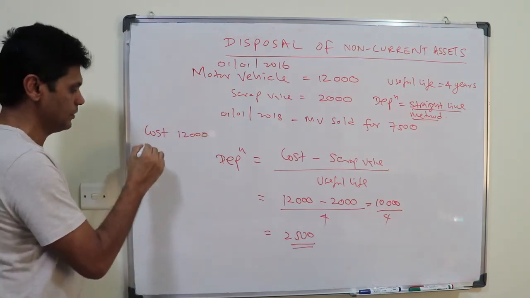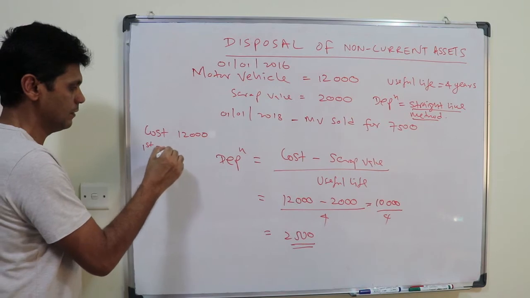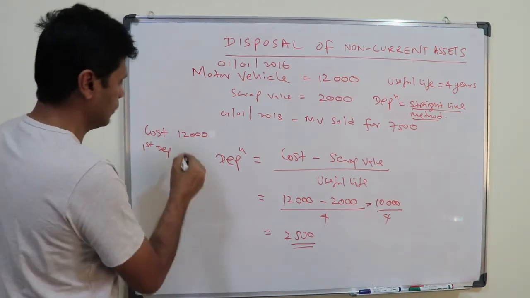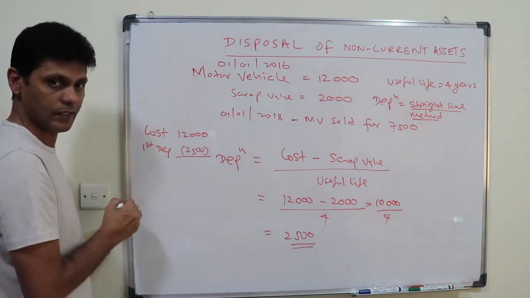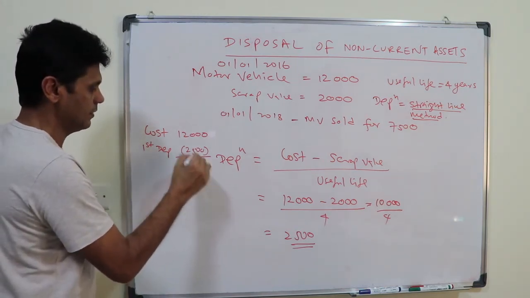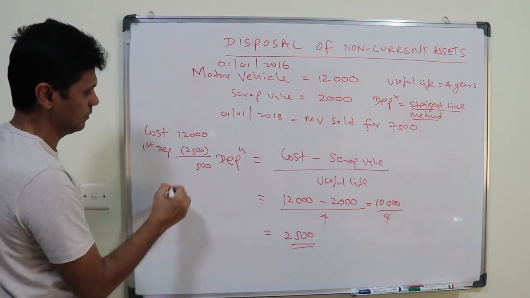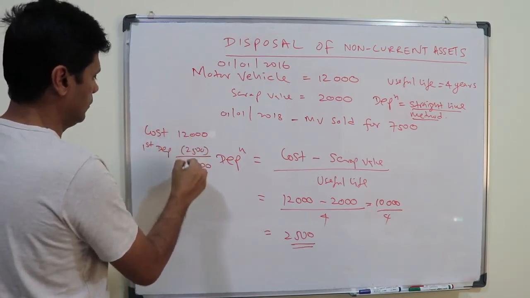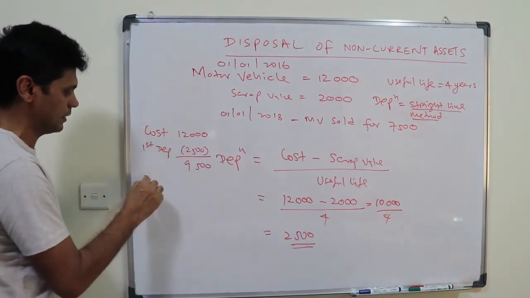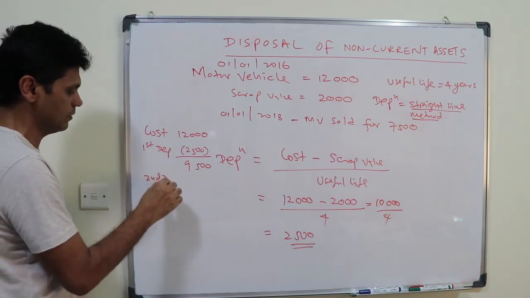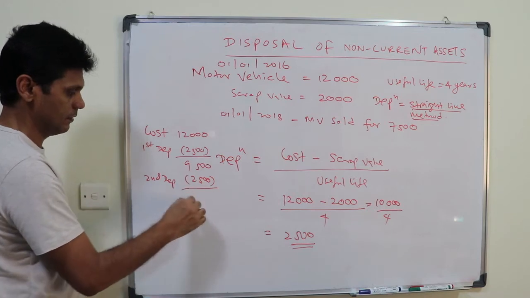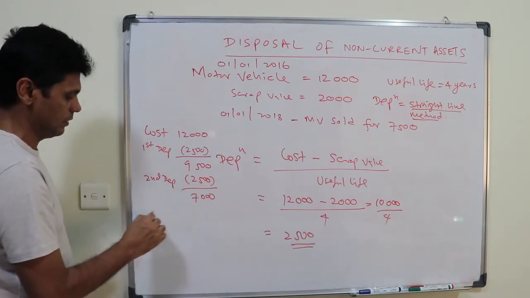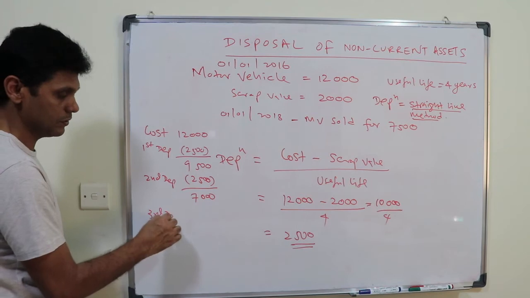Under the straight line method, your cost is 12,000. First year depreciation is 2,500. So how much is that? 9,500. Second year depreciation is how much? 2,500. That leaves 7,000. Third year depreciation, how much?